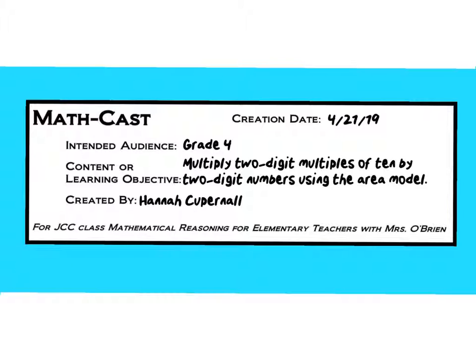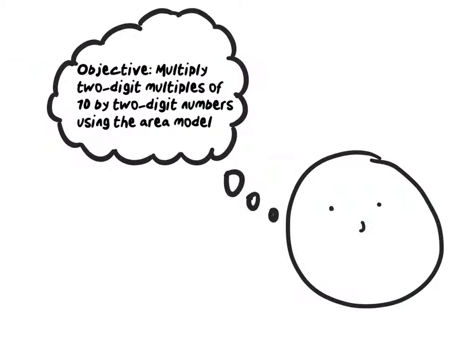Hi everyone, this is my math cast and the intended audience is for grade 4 and it is by me, Hannah Cuppernall. So first, let's start off with our objective. Our objective is to multiply 2-digit multiples of 10 by 2-digit numbers using the area model.